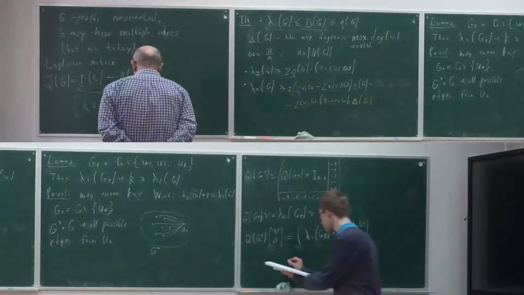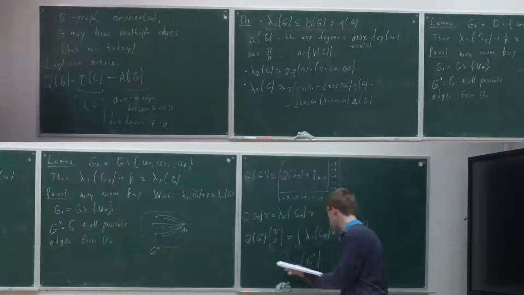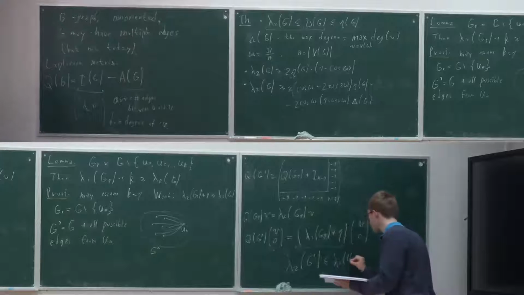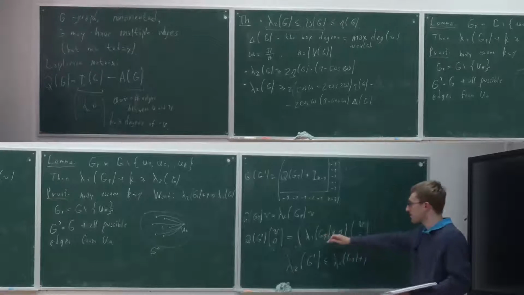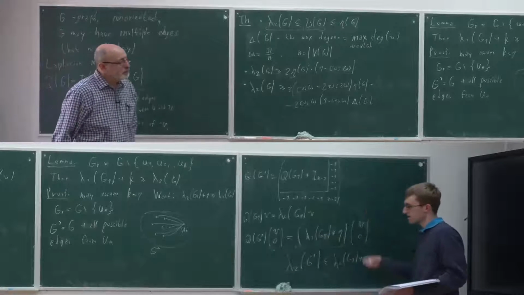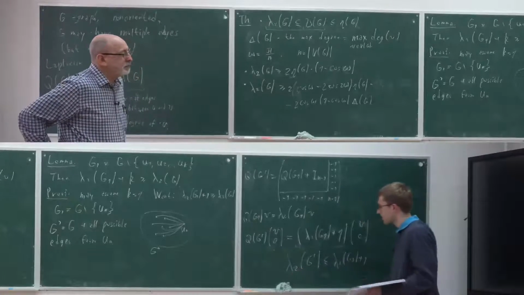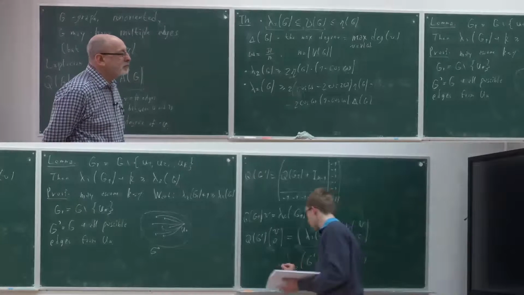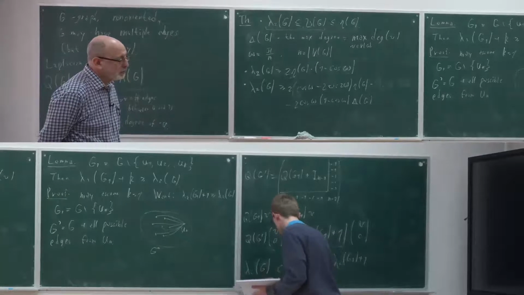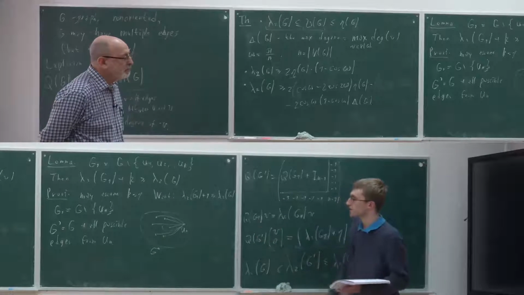Okay, and that's why we can write the following inequality. Lambda 2 of G prime is less or equal than this guy, because this is some strictly positive eigenvalue, and lambda 2 is the second least eigenvalue. That's why it is not greater. And also, I can write the following inequality: lambda 2 of G prime is greater or equal than lambda 2 of the initial graph.